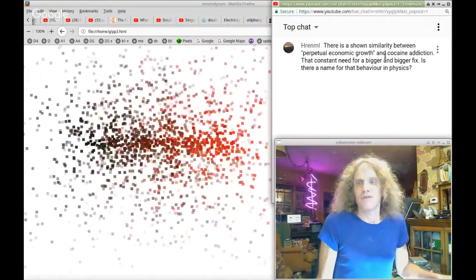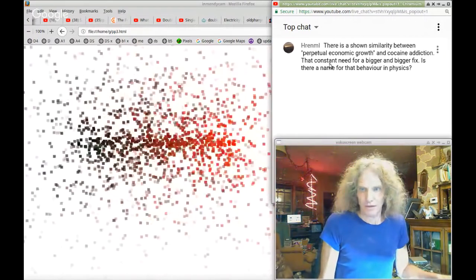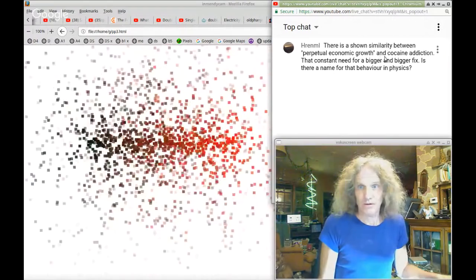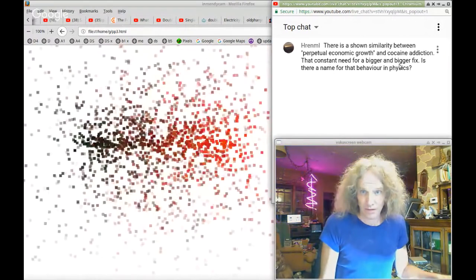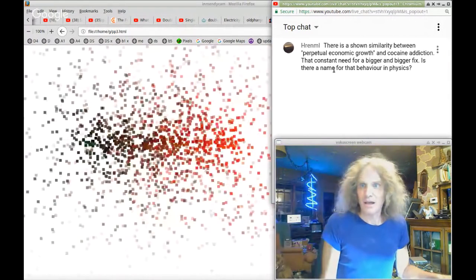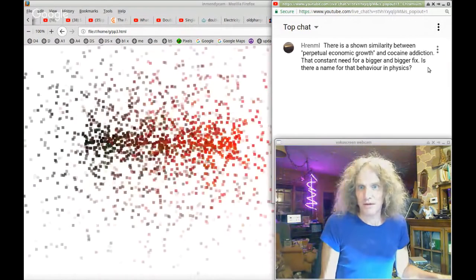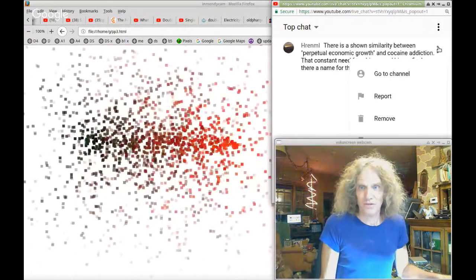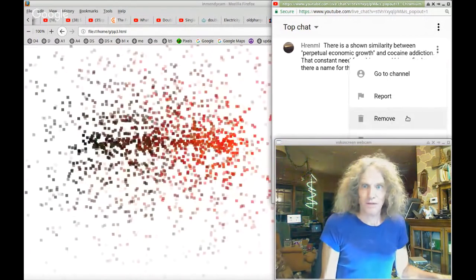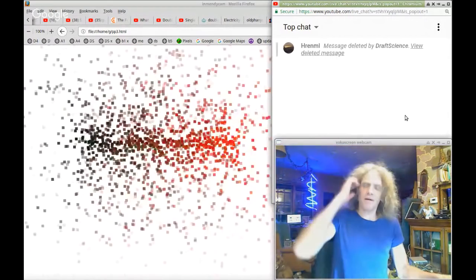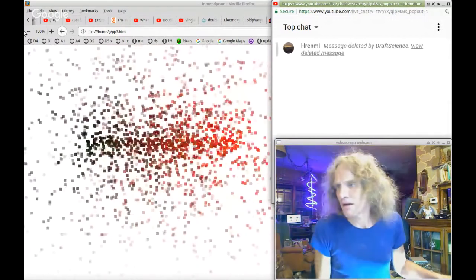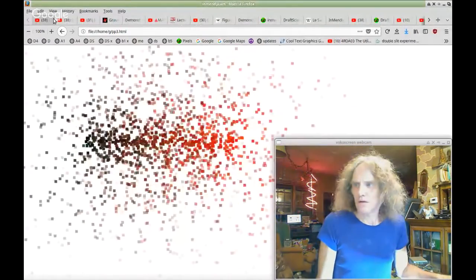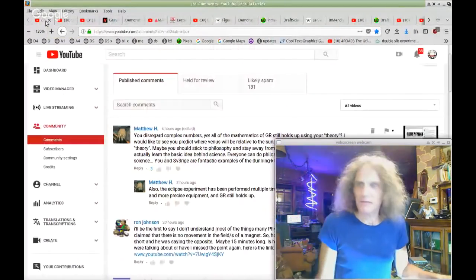All right, there is a shown similarity between perpetual economic growth, so you're just way off the show agenda here, and cocaine addiction. Well, that's just idiotic. And consistent need for bigger fix. Is there a name for this behavior in physics? Now, this is just totally irrelevant, so fuck off with that crap, please. Wasting my fucking time. So I'll do the other asshole comments.